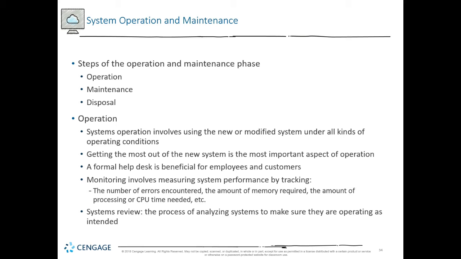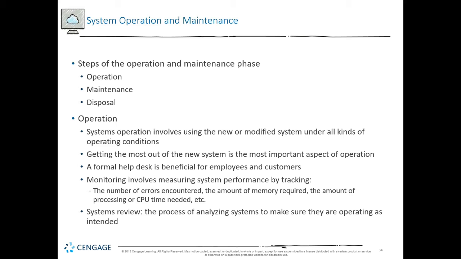System operation and maintenance. Steps of the operation and maintenance phase: operation, maintenance, disposal. Systems operation involves using a new or modified system under all of the operating conditions. Getting the most out of the new system is the most important aspect of operation.